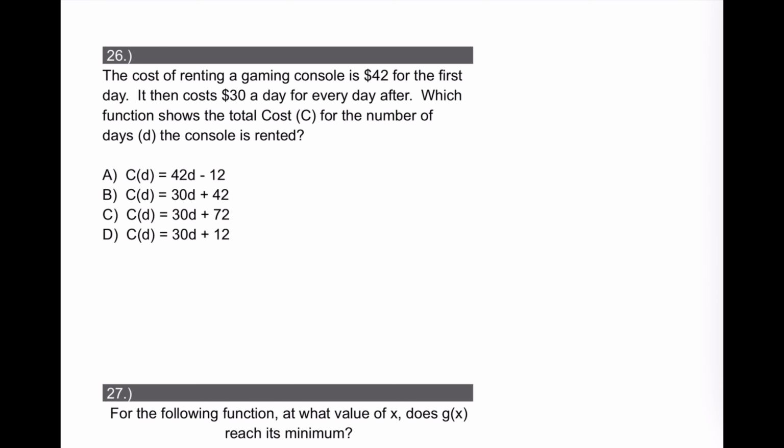26 says the cost of renting a gaming console is $42 for the first day, and then it costs $30 a day for every day after. Which function shows the total cost C for the number of days the console is rented? Upon reading that, you're very tempted to click B there because you have $30 a day plus $42 for the first day. But note that on the first day, it's really just $30 plus an additional 12 to get to that 42 total. And so the answer is actually D. Be careful with your answer choices and not being tricked there.